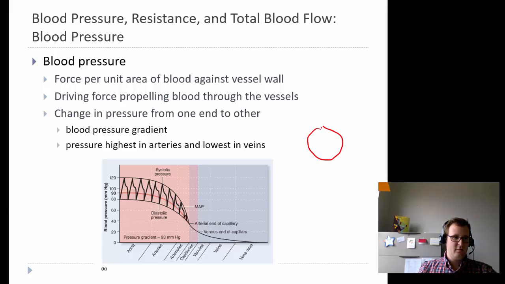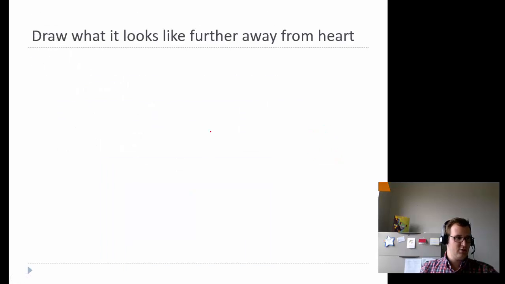And so if you've got your vessel wall and you have blood pushing outward on it, this is going to increase your blood pressure, right? The more blood that you have in here, the more it's going to push against, and the more blood pressure you'll have. We notice that we have a change in our blood pressure as our blood is flowing further away from the heart. So I want to go ahead and illustrate this for you.